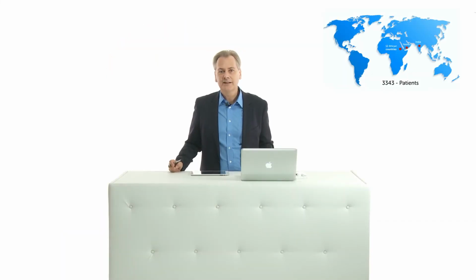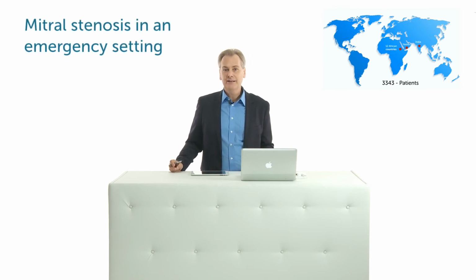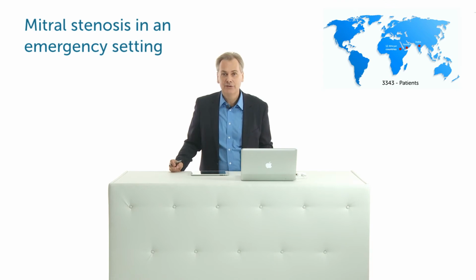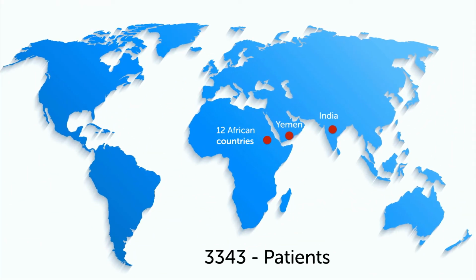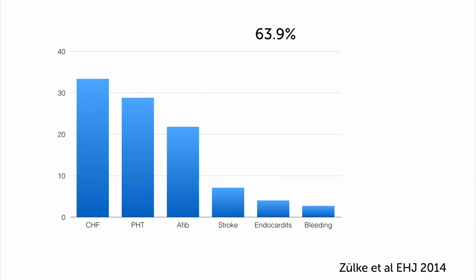This is from an interesting study that was performed in 12 African countries and the addition of Yemen and India, where they looked at patients with mitral stenosis and why they came to an emergency department. Altogether, they looked at over 3,000 patients, and what they found was that the majority came with congestive heart failure, followed by pulmonary hypertension, atrial fibrillation, stroke, endocarditis, and bleeding. So here we have all the typical complications that you have to be aware of in patients with mitral stenosis.